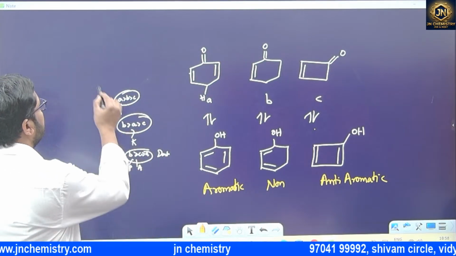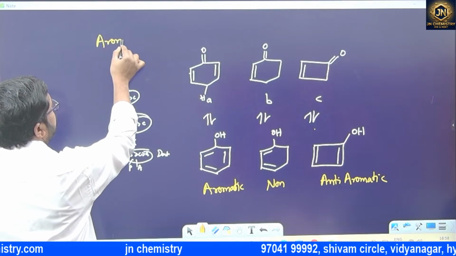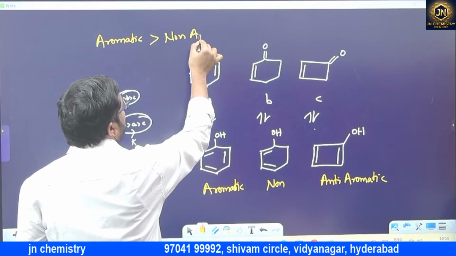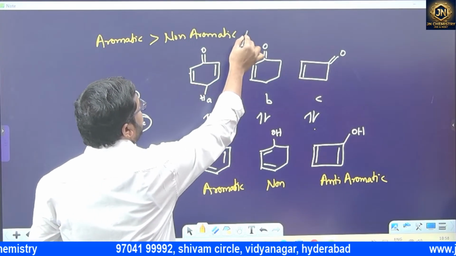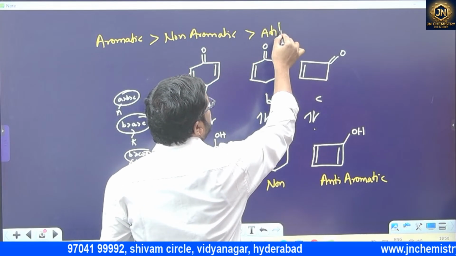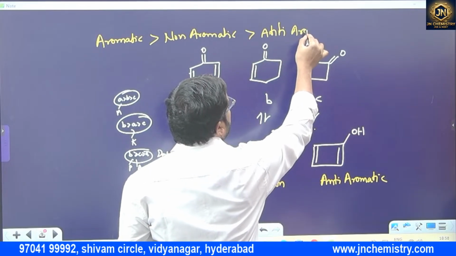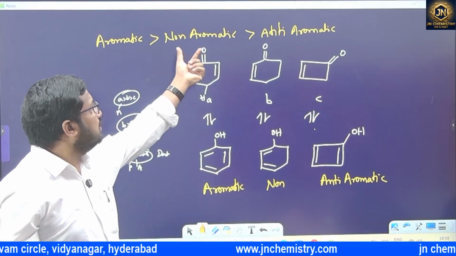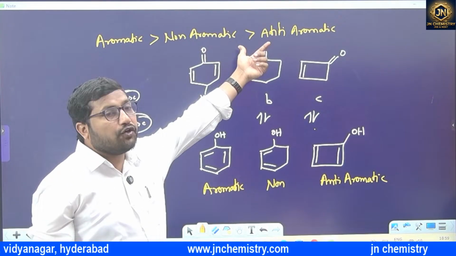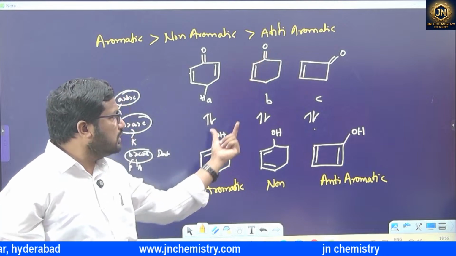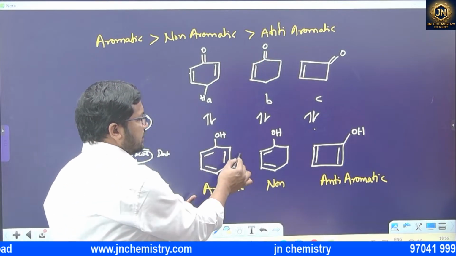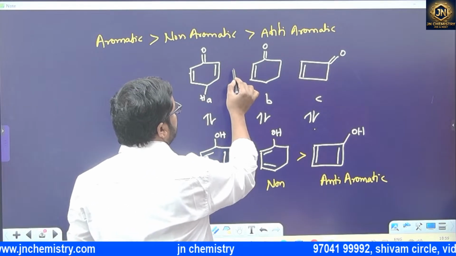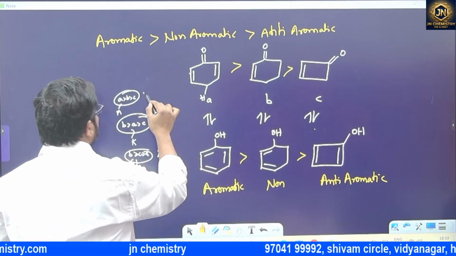Generally, in the stability order, aromatic compounds are more stable than non-aromatic, then anti-aromatic are highly unstable. Aromatic are highly stable. Non-aromatic, okay, normal. Anti-aromatic means highly unstable. So now, obviously, this is this. So what is the answer? A, B, C. A, B, C is the answer, right.